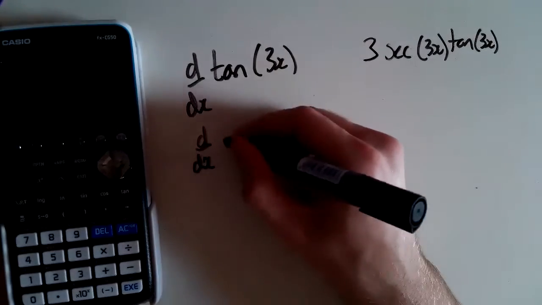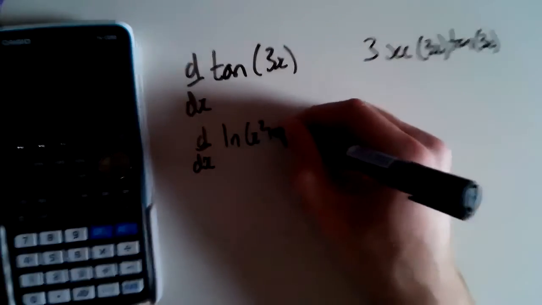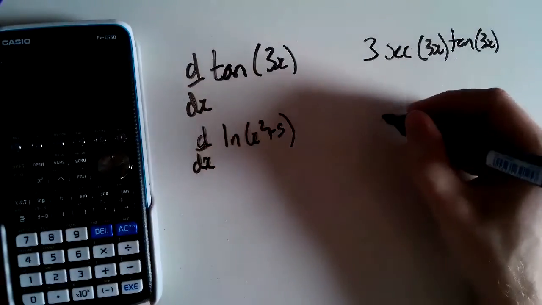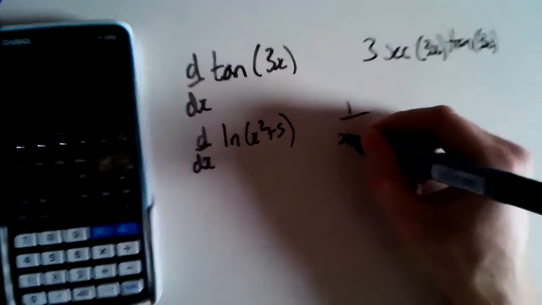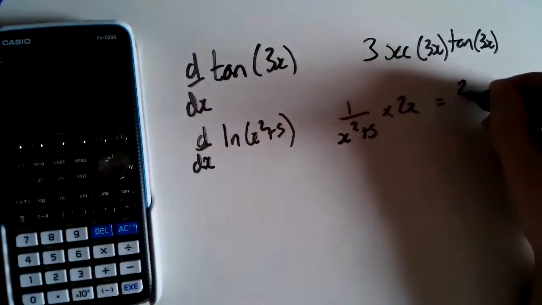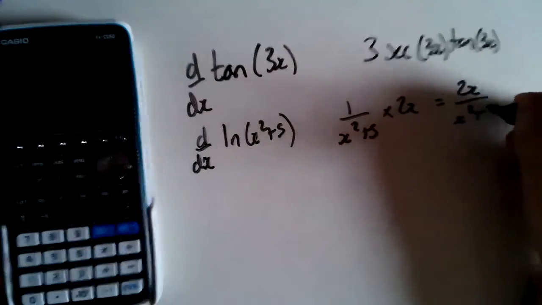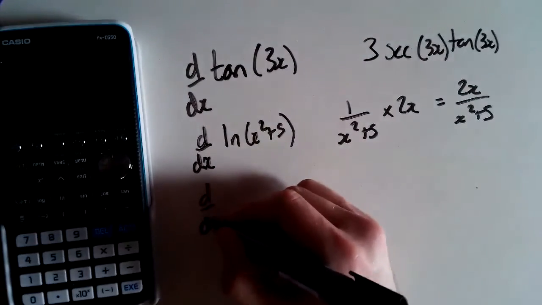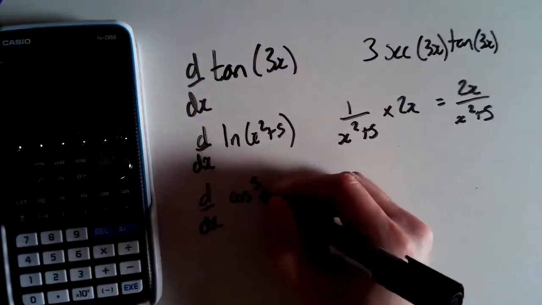d by dx will differentiate ln(x squared plus 5). Remember, you get 1 over x squared plus 5 times by the derivative, times by 2x. So 2x over x squared plus 5.